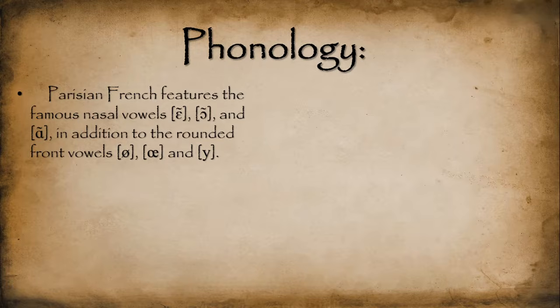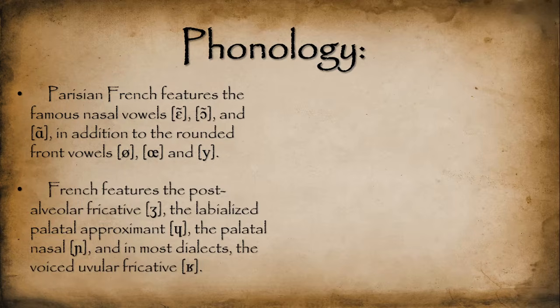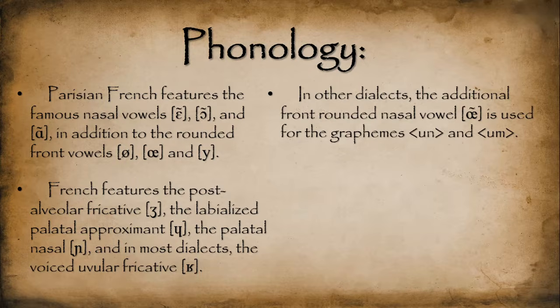Parisian French features the famous nasal vowels, in addition to the rounded front vowels. French features the post-alveolar fricative, the labialized palatal approximant, the palatal nasal, and in most dialects, the voiced uvular fricative. In other dialects, the additional front-rounded nasal vowel is used for the graphemes un and um.